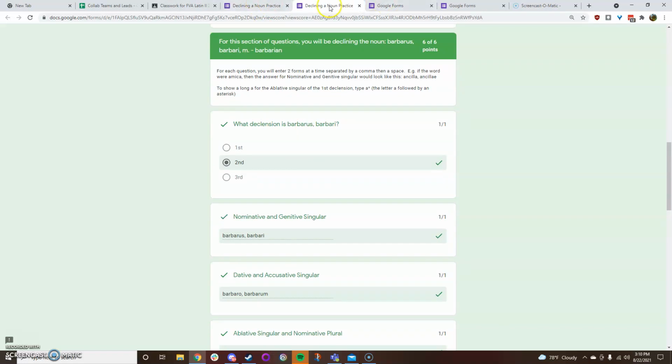So that's the declining a noun practice. Those are the steps. I was just following the steps as laid out in the presentation, and also the reasoning for how you figure out a noun's declension and then where to find the endings using the charts. If you have any other questions, please message me about that on It's Learning.